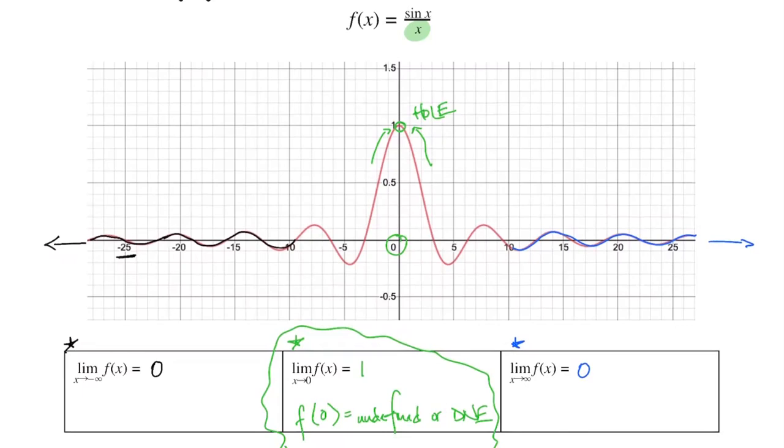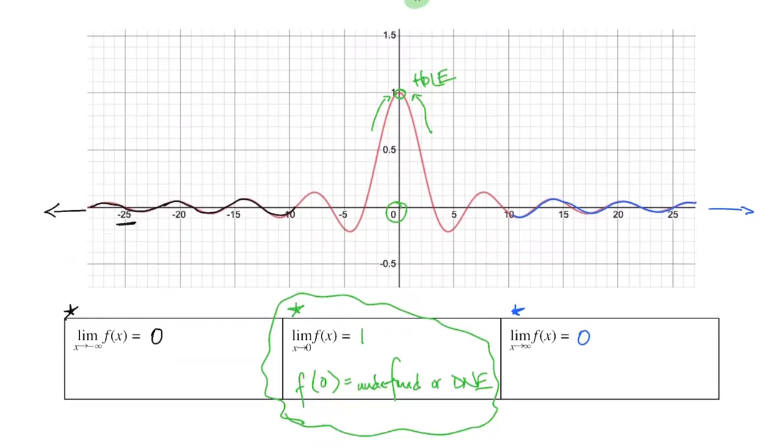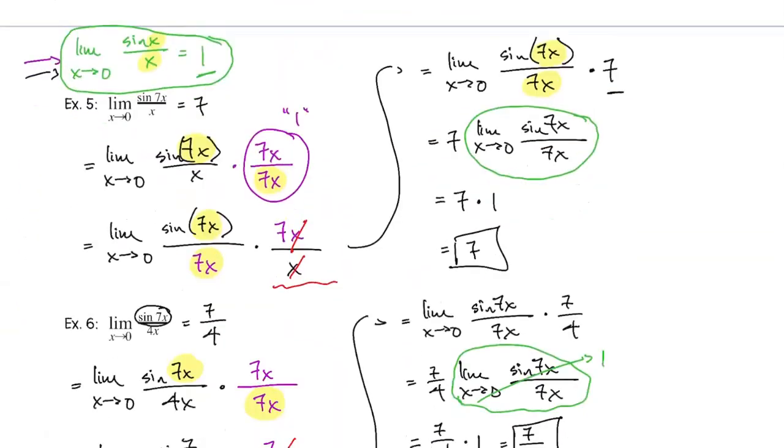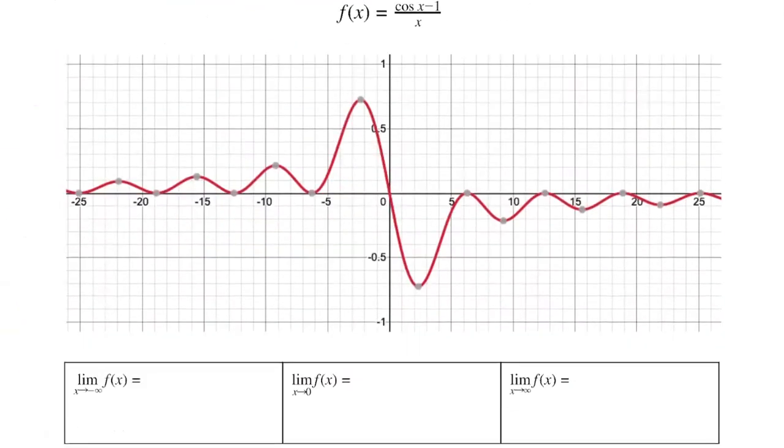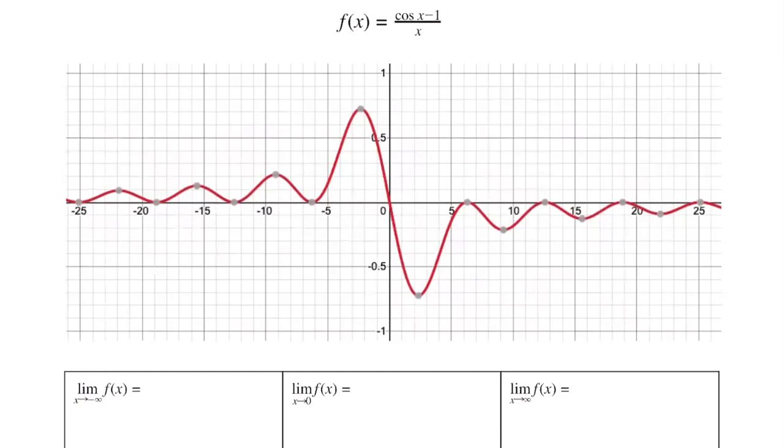The second one that we're going to do today is a little bit less common, all right? But it is one that I think comes up occasionally, so I just want us to have a little bit of exposure to it, okay? So the second one, let's take a look at this function, all right? Cosine x minus 1 over x. And this graph, if you graph it, looks something like this.